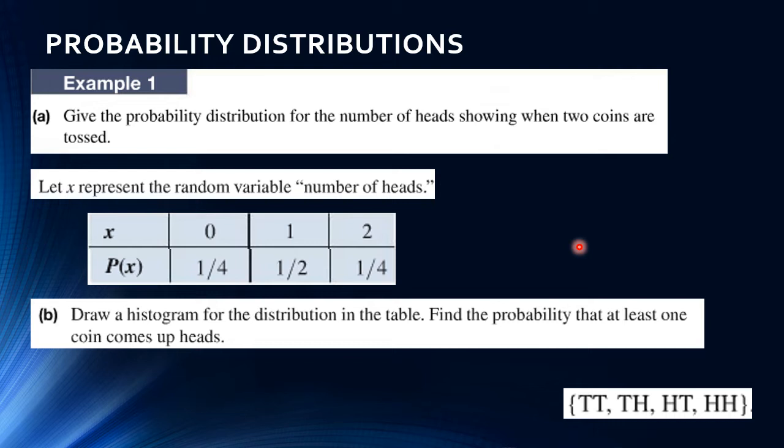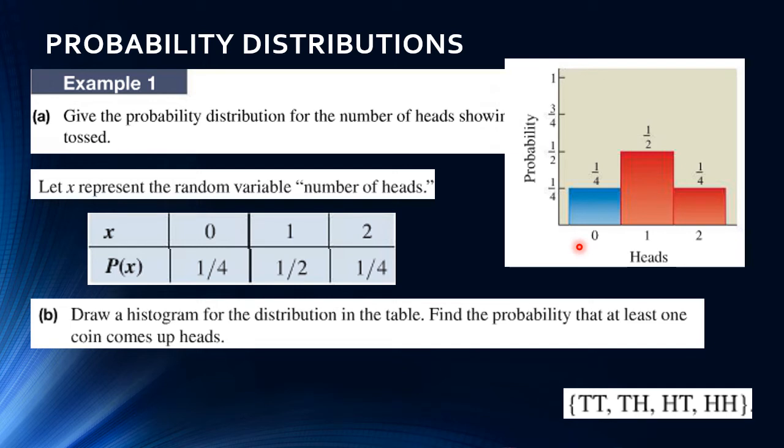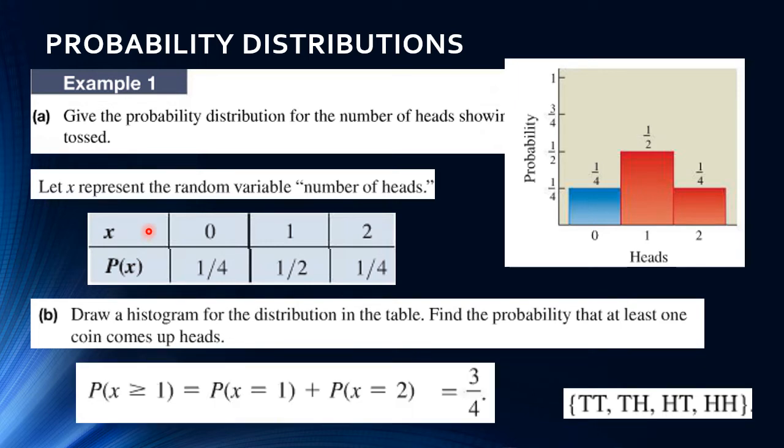B, draw a histogram for the distribution in the table. Remember, your y-axis is your probability, and your x-axis is your random variable. And this even looks like notation, right? X and then y, a function of x.